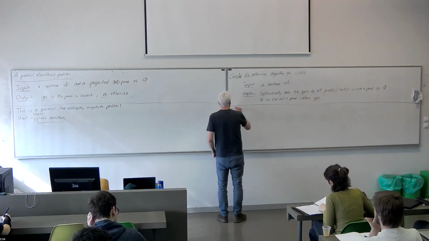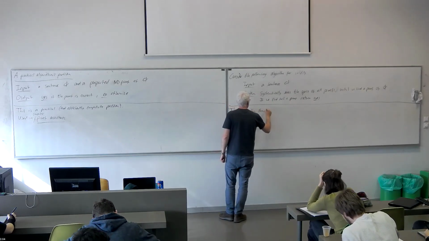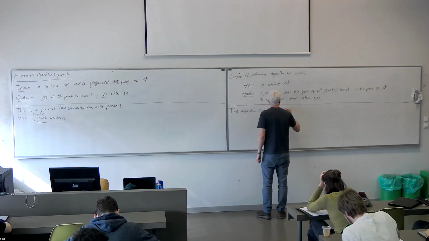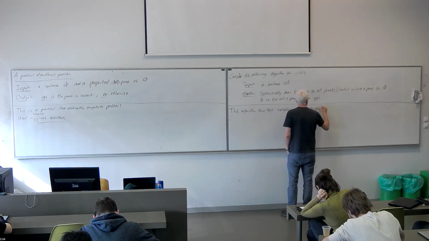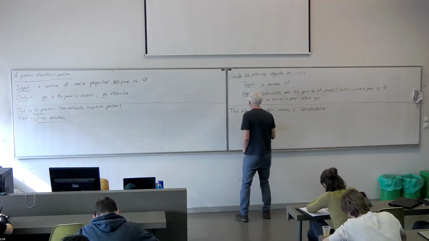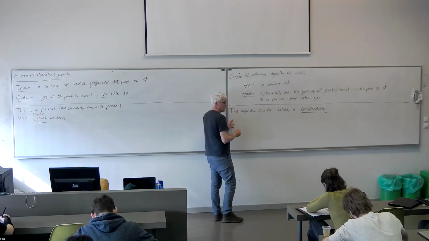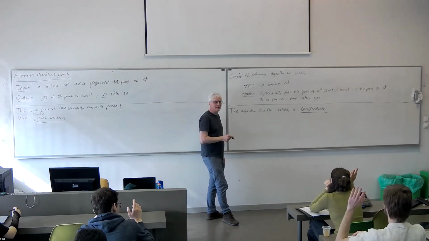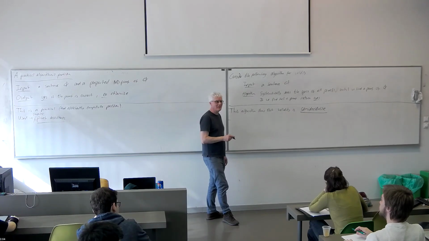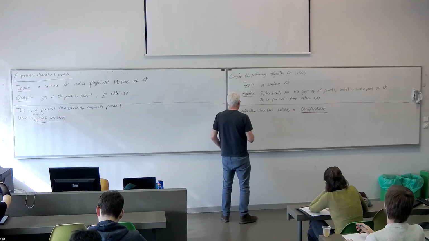So this algorithm shows that validity is semi-decidable. And the problem is, well, just hands up again if you've met the concept of semi-decidable before. Okay, basically the same people that have met decidable have met semi-decidable, the same people that haven't.